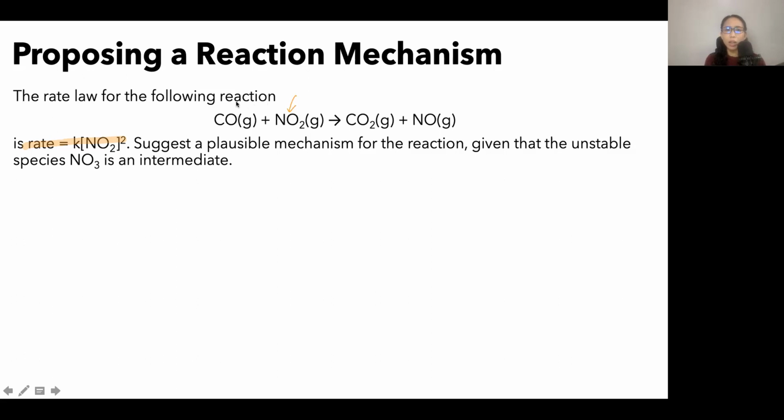Next hint. It says that the unstable species NO3 is an intermediate. So, if the experimental rate law tells us that you need 2 molecules of NO2 for this reaction, it's dependent on 2 molecules of NO2 because of the order. And you form NO3 as an intermediate. So, is it possible that, sige, wag muna tayo mag-label ano yung step 1, ano yung step 2. Is it possible that this is a step in the reaction mechanism?